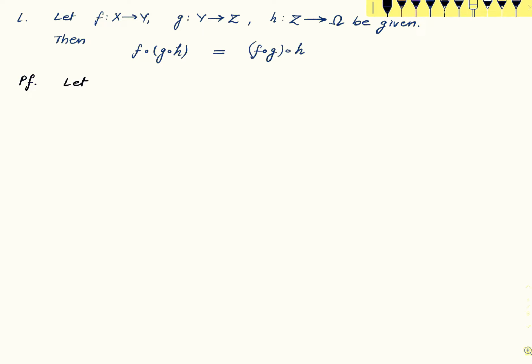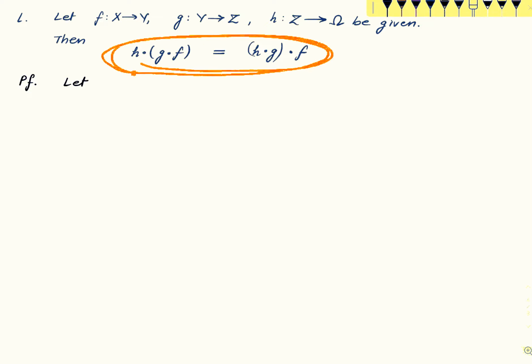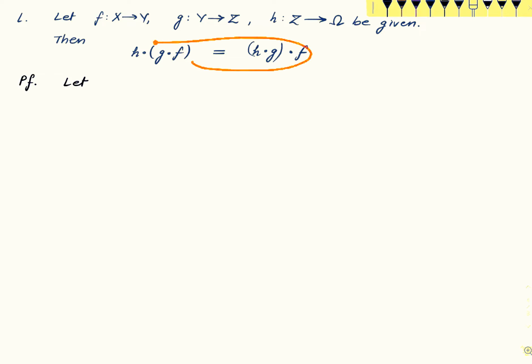Actually I've written something nonsensical. So what I wanted to write was h composed with g composed with f is the same as h composed with g and that thing composed with f. Okay? So I hope you see that this is trying to say something. This is not a trivial statement. Although by virtue of this lemma, we may drop these brackets because it doesn't matter how you put the brackets, it's the same thing. So one may drop these brackets.